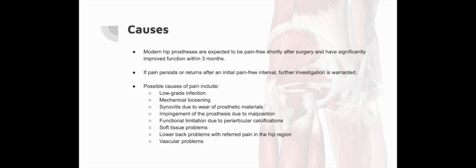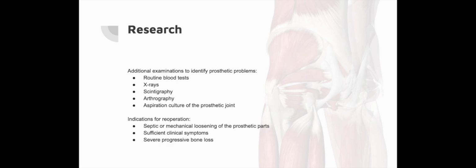Early on, infectious complications are the primary concern, while mechanical loosening becomes a consideration in the longer term. Habitual prosthesis dislocation is another potential issue, and pain may also arise from sources other than the hip. The differential diagnosis of a painful hip prosthesis includes a low-grade infection, mechanical loosening, synovitis due to the prosthetic material wear, impingement due to the malposition of the prosthesis, functional limitations caused by periarticular calcifications, soft tissue problems, low back problems with referred pain to the hip region, and vascular problems.